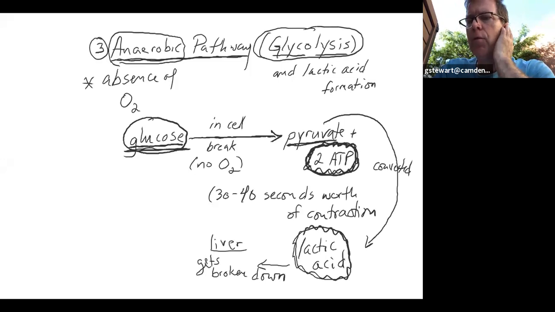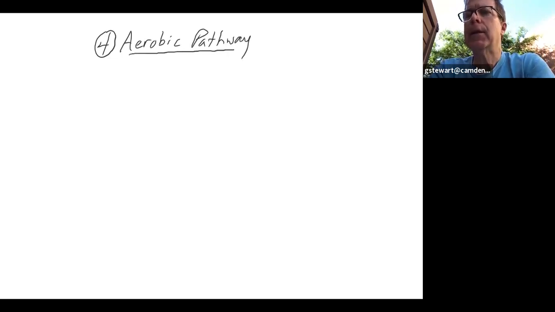Now I'm going to go to number 4. Let's just say you want to sustain a muscle contraction for even longer than 30 or 40 seconds. What your muscle cells use is called the aerobic pathway to make ATP. And this process is biologically called cellular respiration.